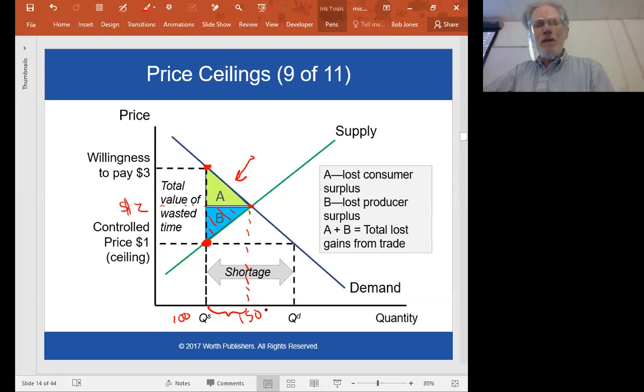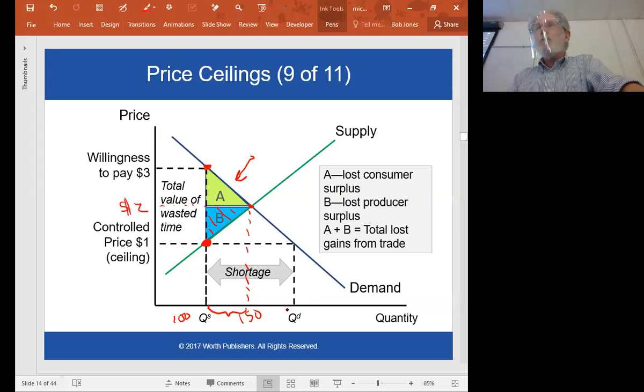Okay? The usefulness of the graph is that it makes it very clear that this is about efficiency. When you impose a price control, it creates inefficiency. It's not helping the consumers at the expense of the producers. It's hurting the consumers, and it's hurting the producers, and it's hurting the whole economy because we're using our resources a lot less efficiently than we otherwise would.